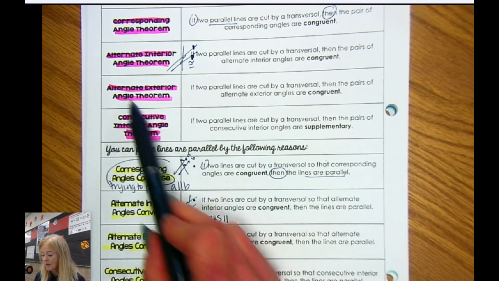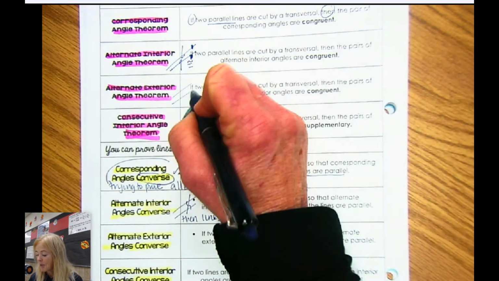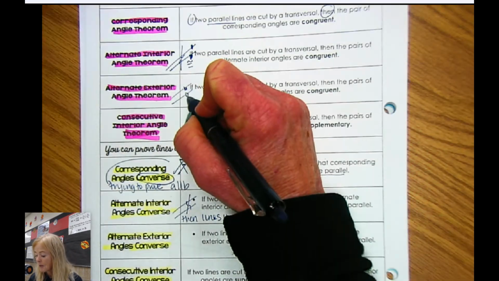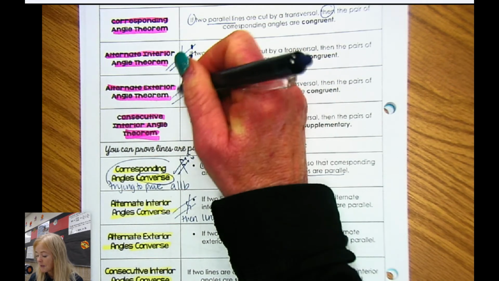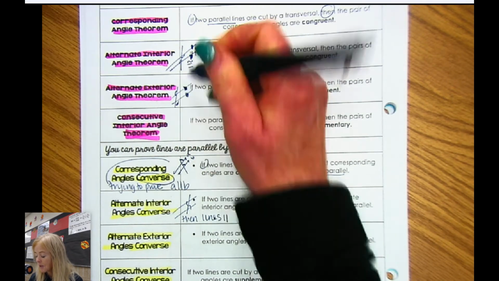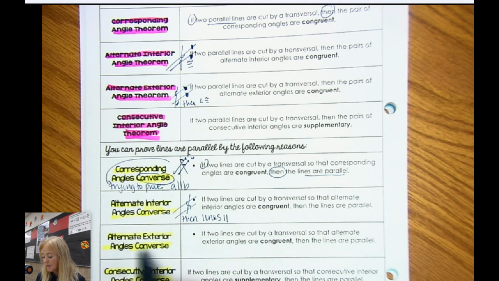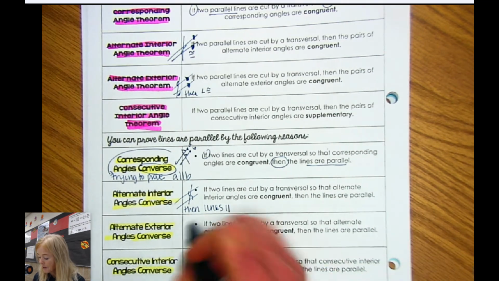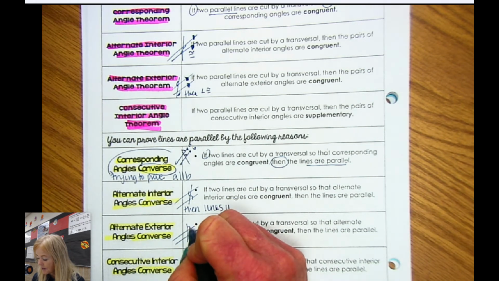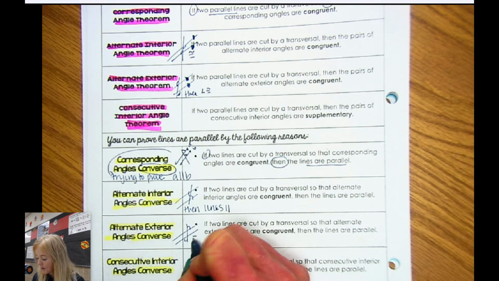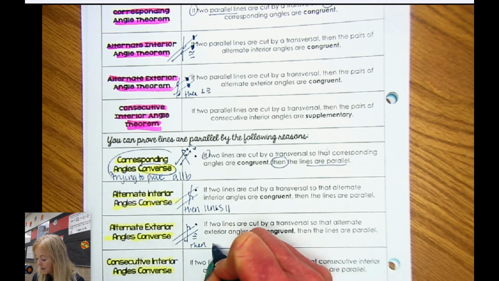Same thing goes with alternate exterior angle theorem. If we know 2 lines are parallel here, then we know for sure that angles are congruent. Alternate exterior angles converse theorem says if indeed these alternate exterior angles are congruent, then the lines are parallel.